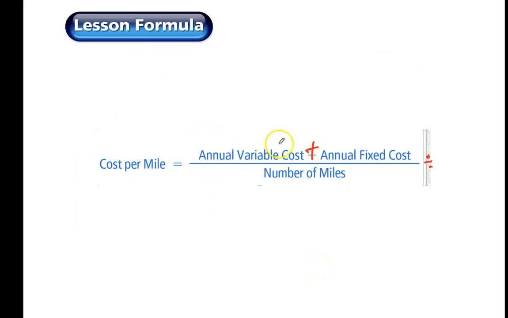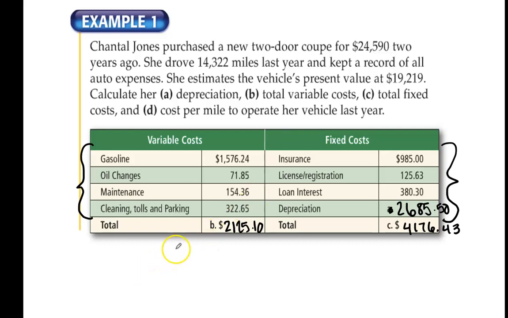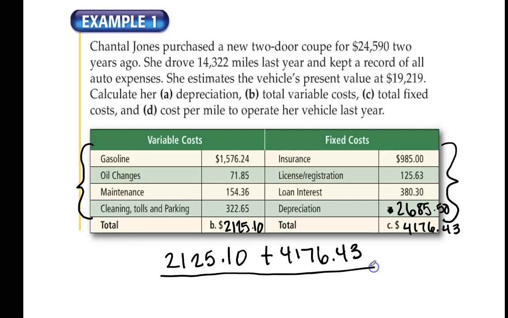Now you look at your formula: annual variable costs plus annual fixed costs. So I'm going to take 2,125.10 plus 4,176.43, and then I'm going to add those up. Sometimes on your calculator you're going to have to hit total, and then you're going to divide it by the number of miles. Up here it says miles, and you're going to get a decimal.